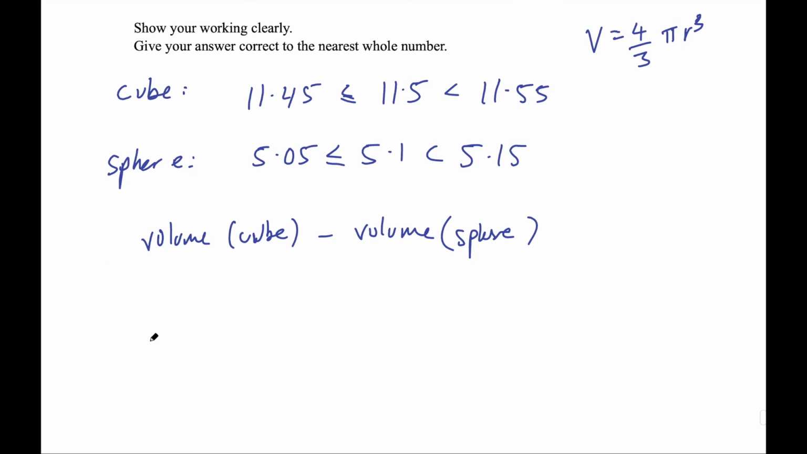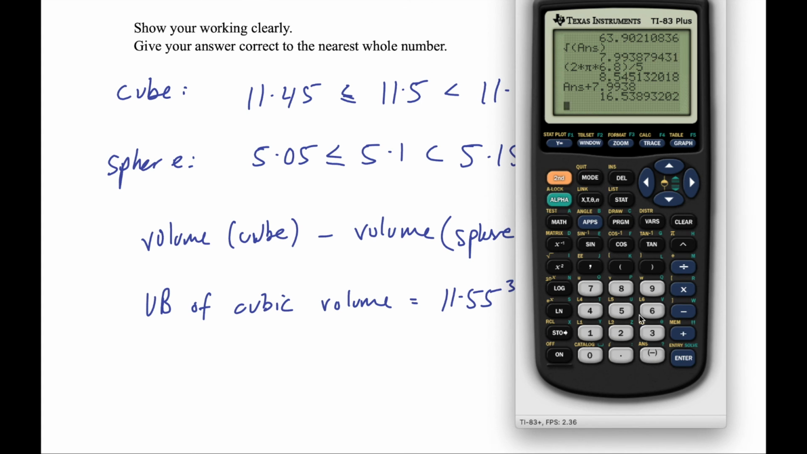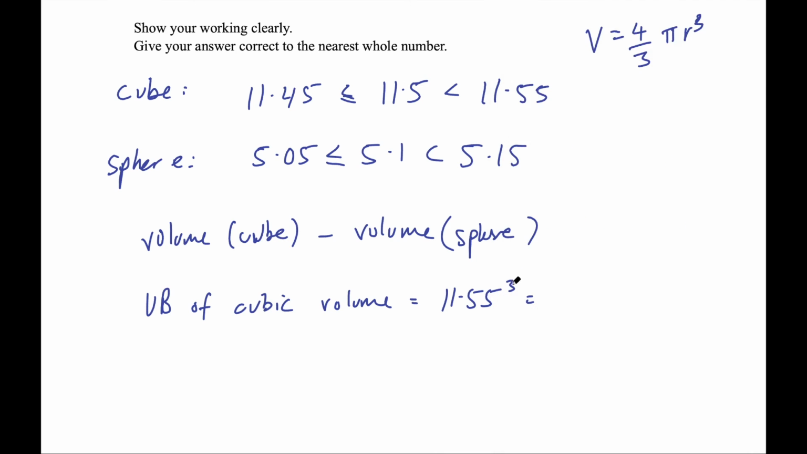So what we want to work out is the upper bound of the cubic volume, the largest value. This would be taking the upper bound of the side length of the cube, 11.55, and cubing that. That's how you work out the volume of a cube. 11.55 cubed is 1540.7, and let's write all of those decimals down. Okay, so that's the upper bound of the volume of the cube.